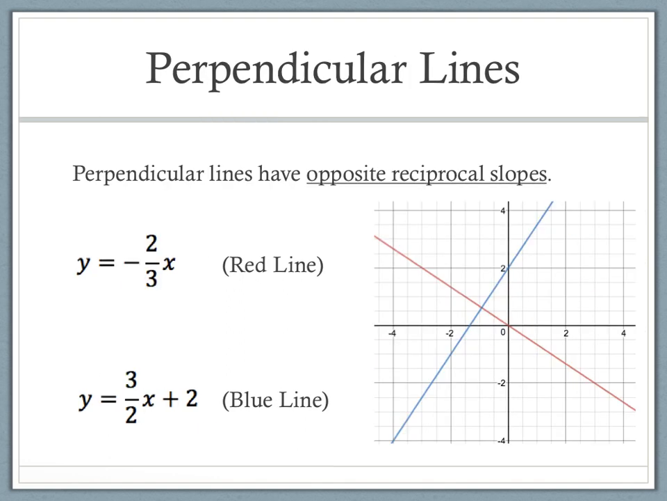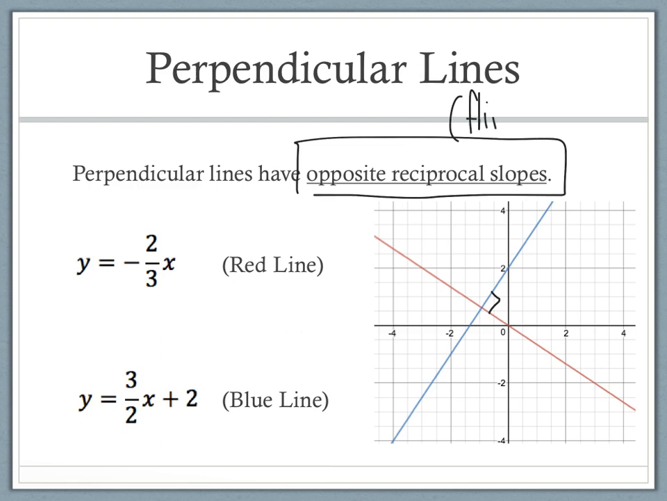Now for perpendicular lines, okay, so the ones that make the T or make a right angle, their slopes are opposite reciprocal. So parallel is the same. Perpendicular is opposite reciprocals. So opposite reciprocals, you might want to note that this is when you flip your fraction and change the sign.